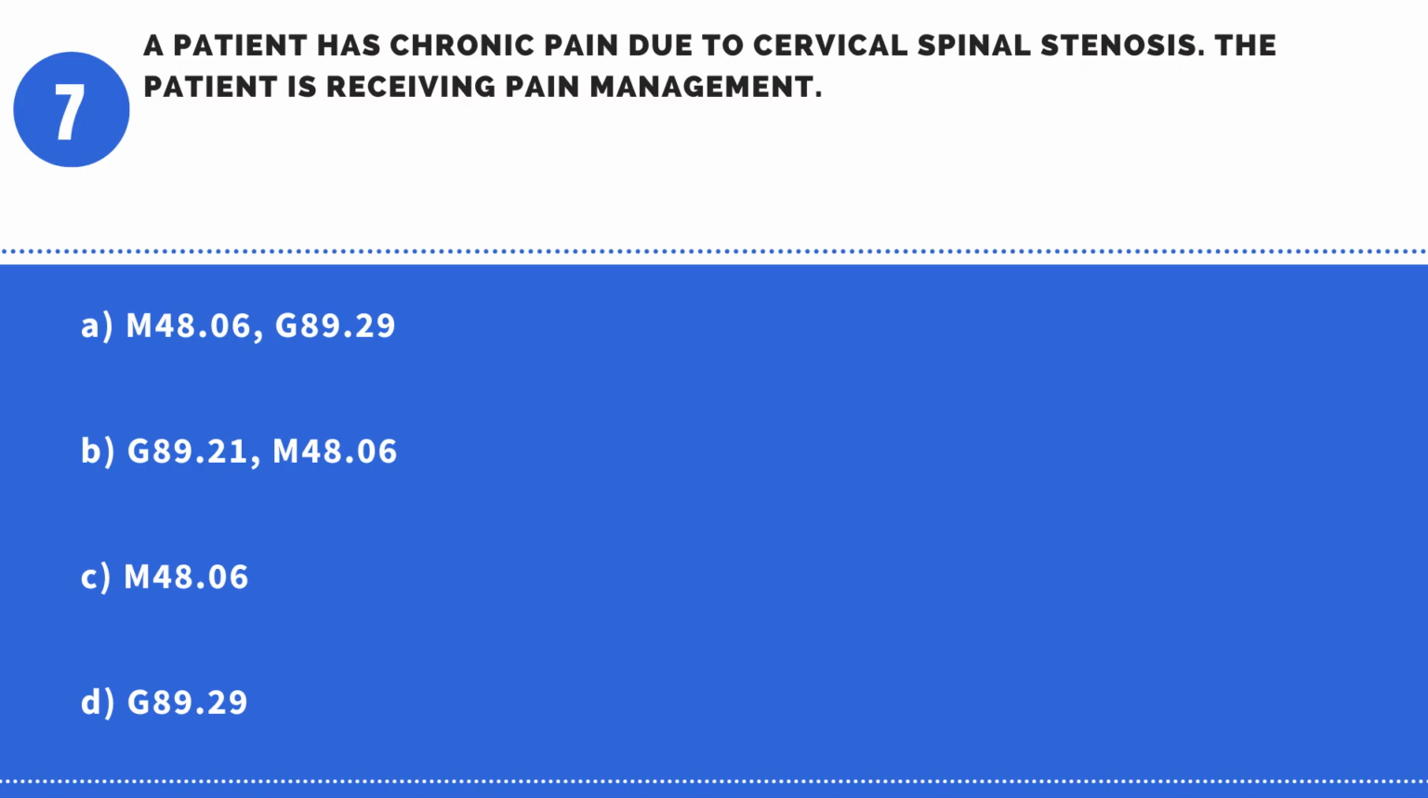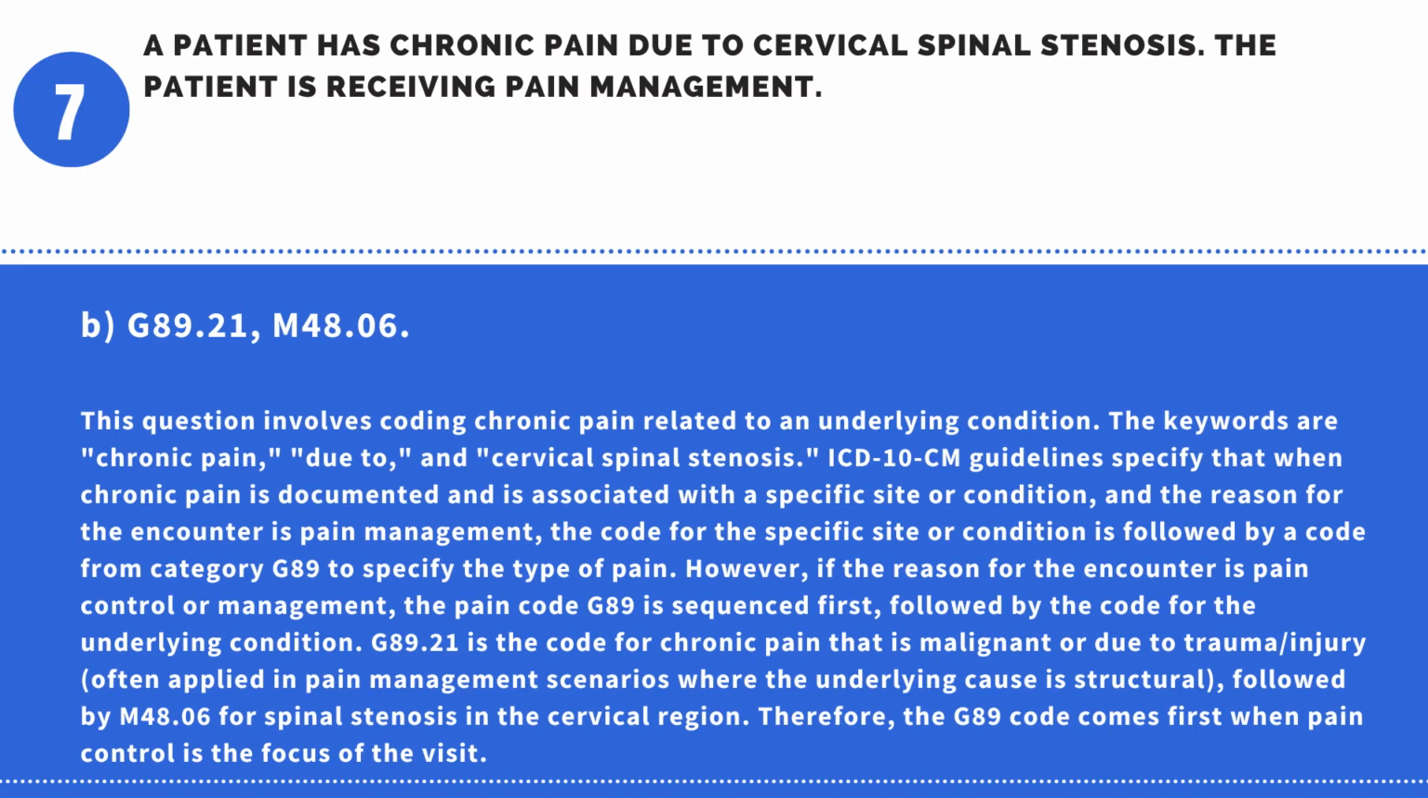Answer: B. G89.21, M48.06. This question involves coding chronic pain related to an underlying condition. The keywords are chronic pain, due to, and cervical spinal stenosis.